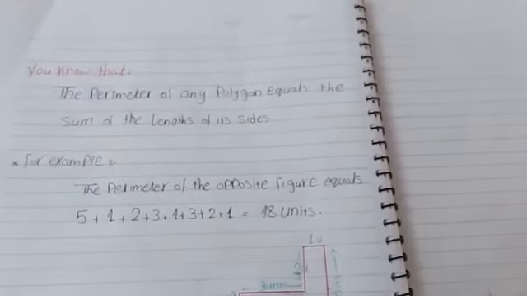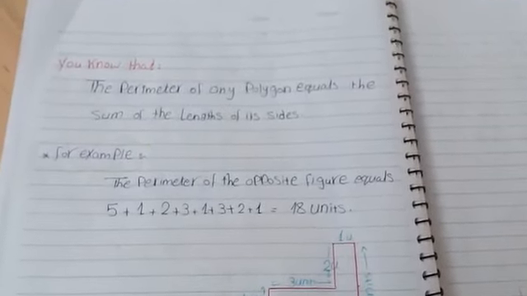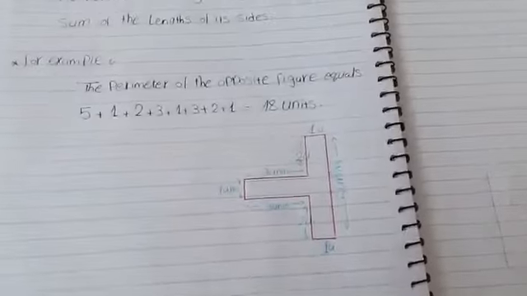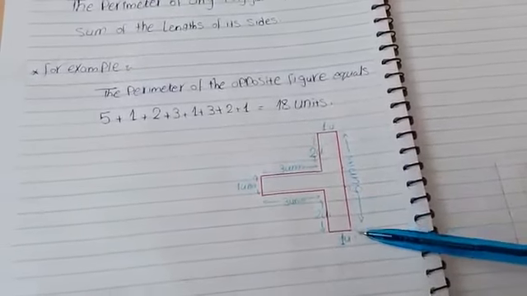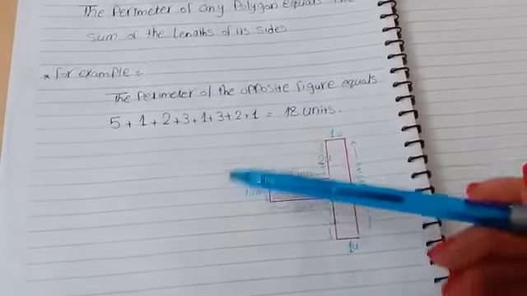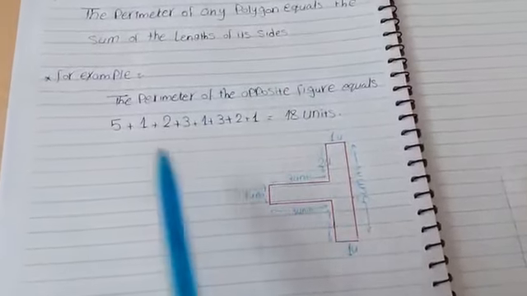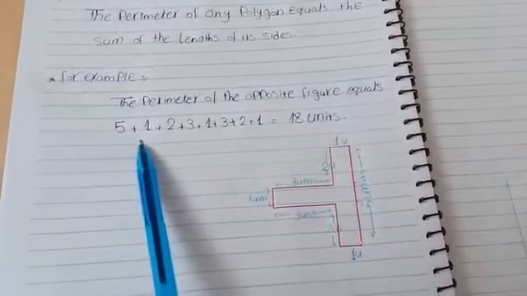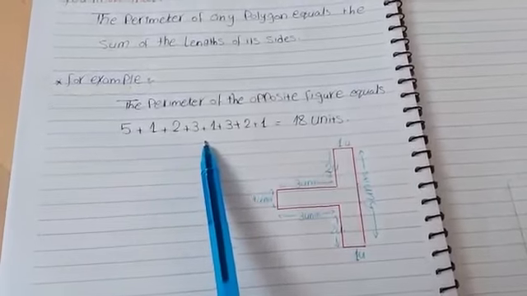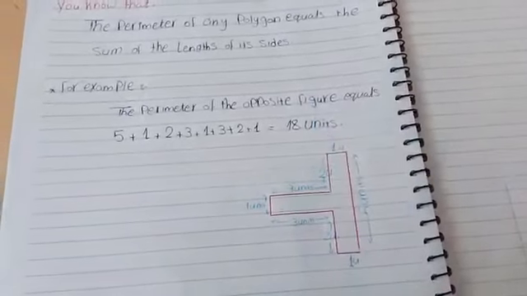You know that the perimeter of any polygon equals the sum of the lengths of its sides. As here, this polygon, this 5 units, 1, 2, 3, and so on. If I want to know the perimeter of this figure, I will add all of the sides together. 5 plus 1 plus 2 plus 3 plus 1 plus 3 plus 2 plus 1 equal 18 units.